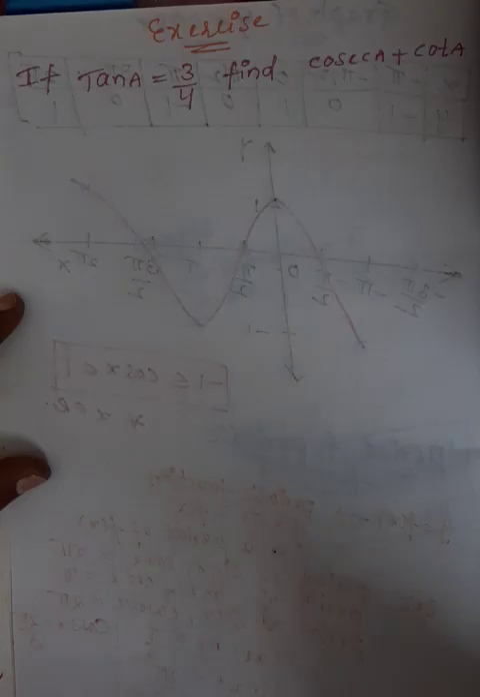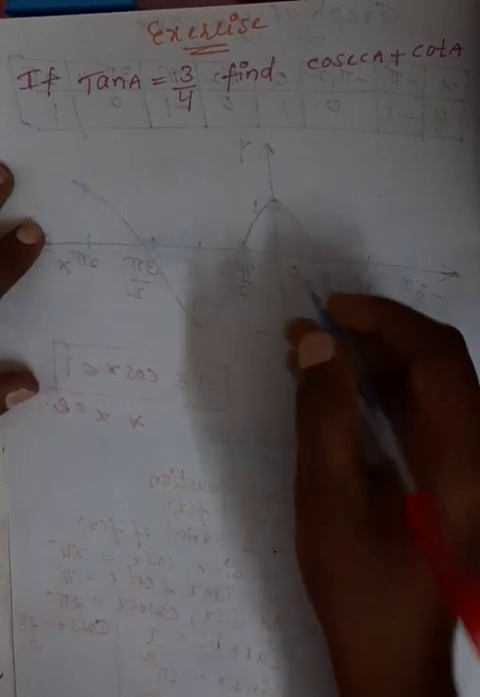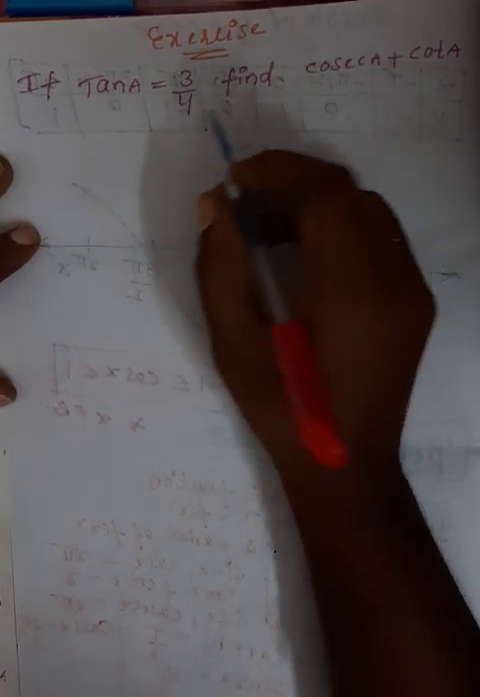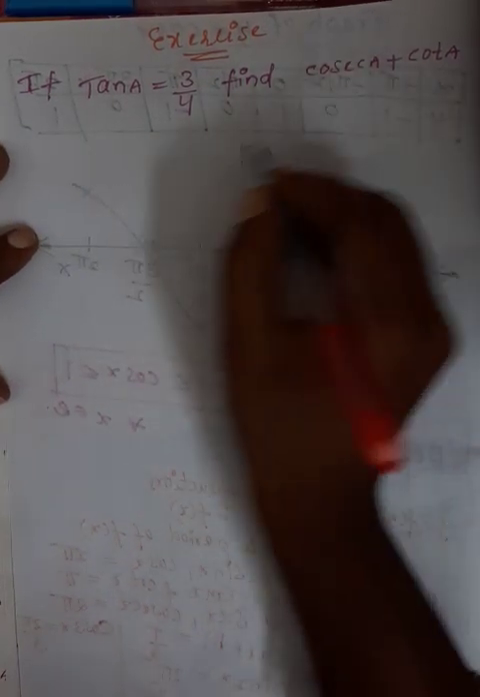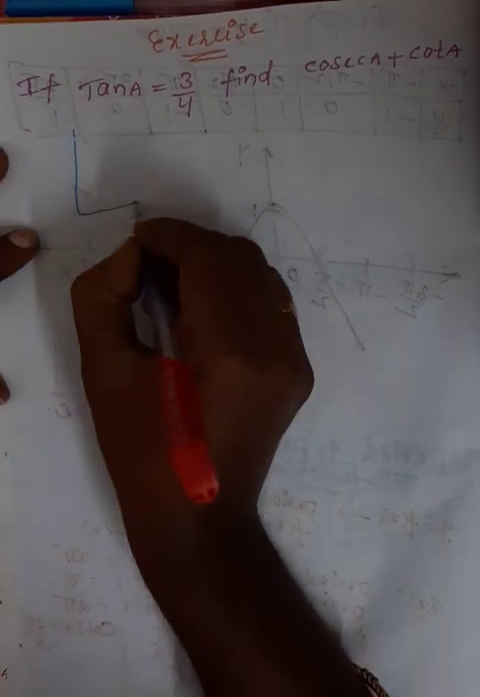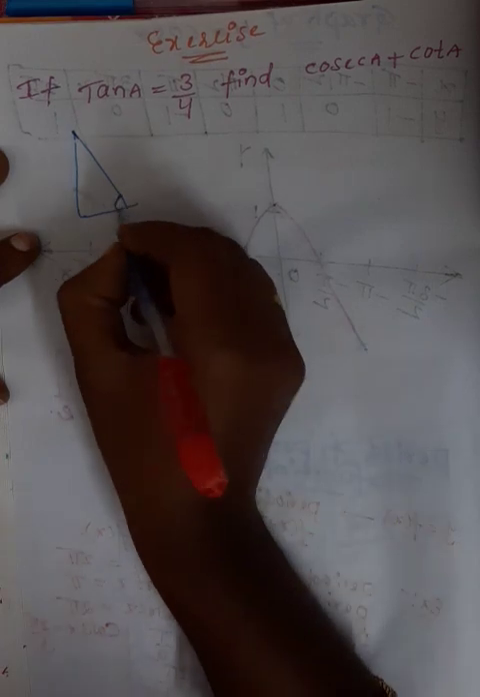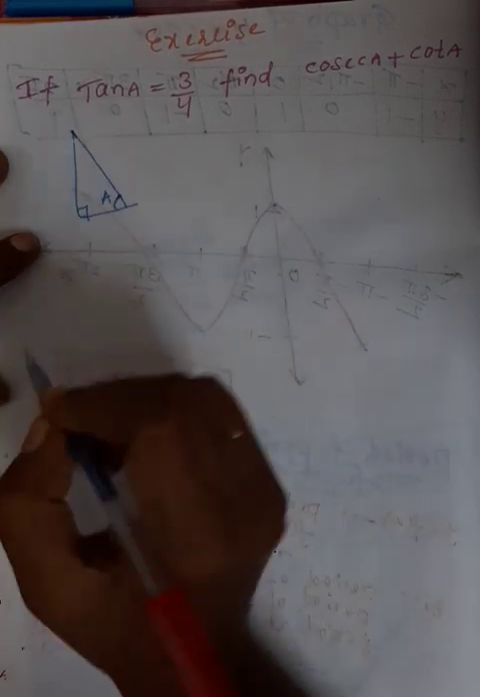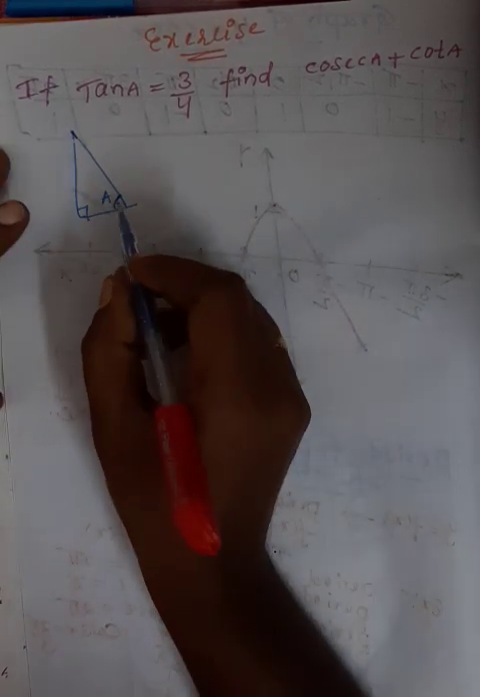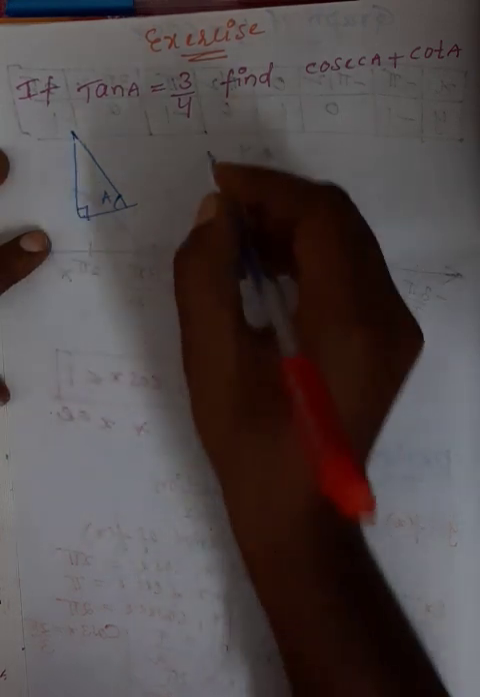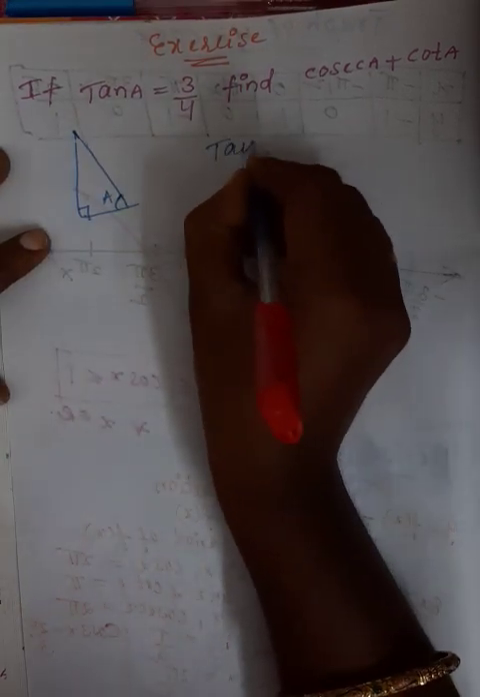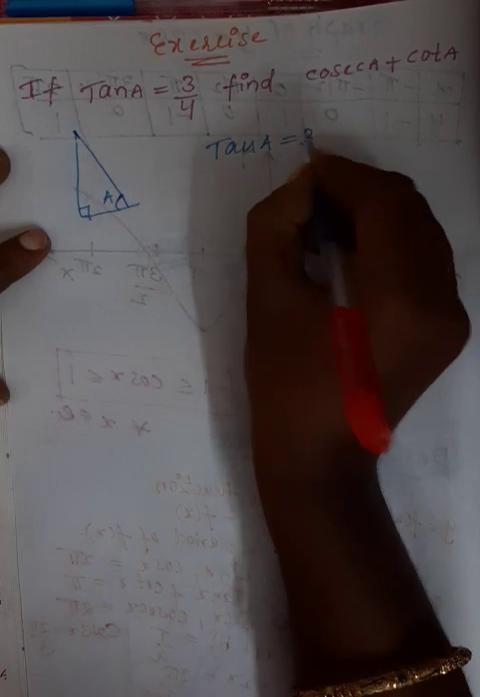Let us see our first question in trigonometric ratios. Here, if tan A equal to 3 by 4, we have to find cosec A plus cot A. For this we have to draw a right angled triangle. Here this is angle A, this is 90 degrees, and this side is opposite to A. In the question we are given tan A equal to 3 by 4.